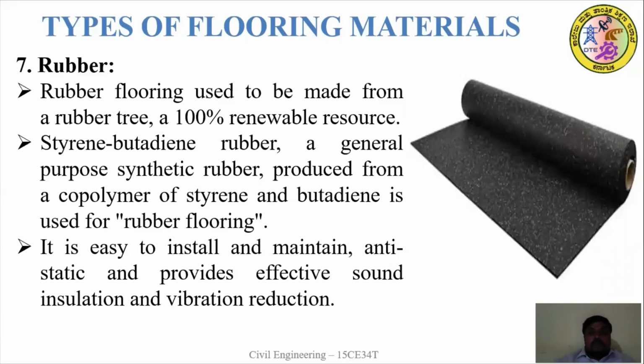Next one, rubber. Rubber flooring used to be made from the rubber tree, a 100% renewable resource. Styrene and butadiene rubber, a general purpose synthetic rubber produced from a copolymer of styrene and butadiene, is used for rubber flooring. It is very easy to install and maintain, anti-static, and provides effective sound insulation and vibration reduction also. But the only disadvantage we can say is the fire resistance.